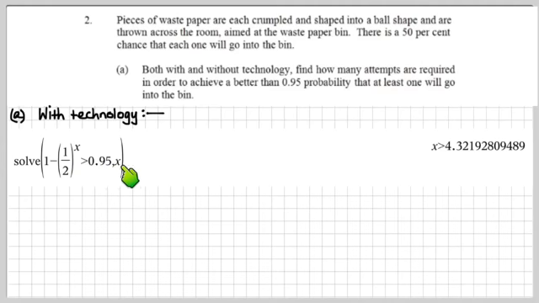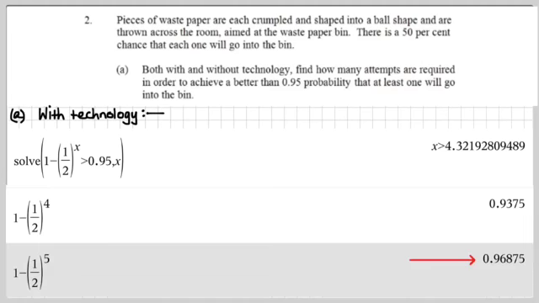We're solving it for x. We hit the enter key and we get that. But of course, x can't be that. X is aka n in our case. But of course, you can't have 4.3 throws. That's ridiculous. So you work it out for both to make sure you know what you're doing.